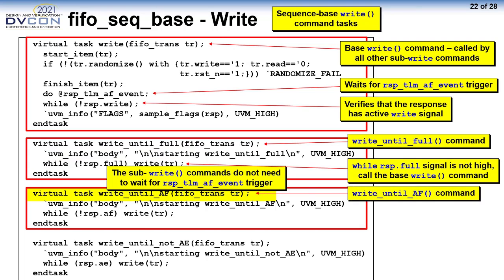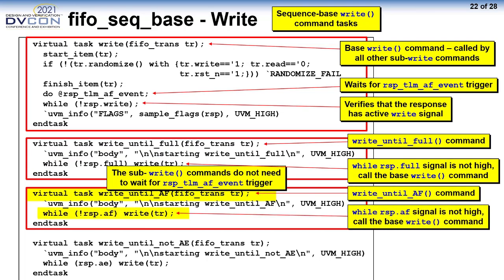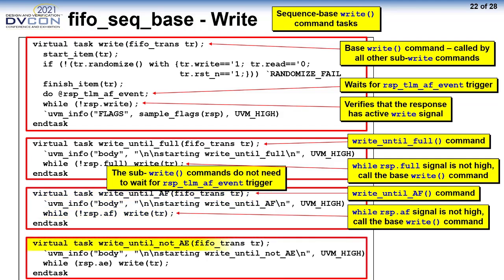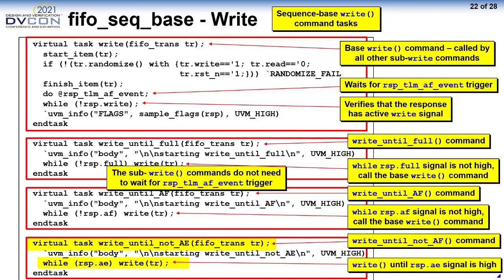The write until almost full command task continues to call the base write command while the FIFO response almost full flag is still low. And finally, the write until not almost empty command task continues to call the base write command while the FIFO response almost empty flag is still high.